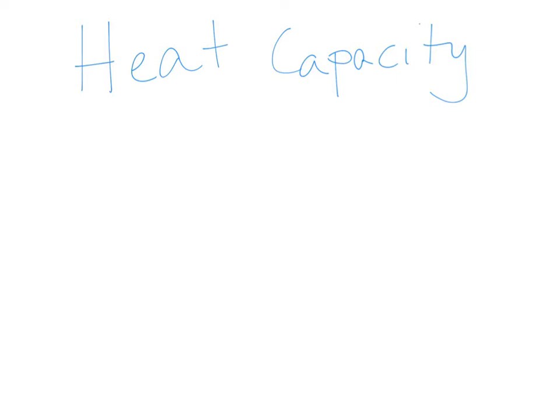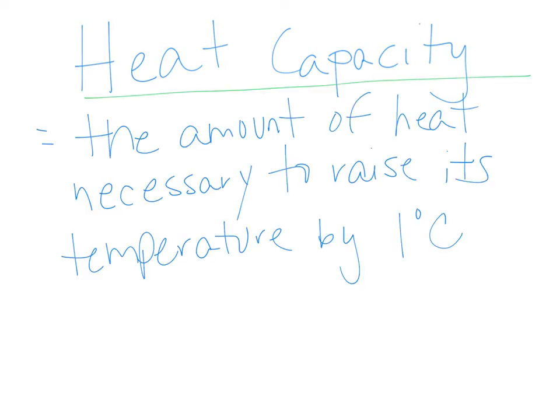You don't have this word written on your paper. I want you to write it down: heat capacity. We mentioned this last year. The heat capacity of a substance is the amount of heat necessary to raise its temperature by 1 degree Celsius. So we're going to write that down. This is the definition of heat capacity. It's the amount of heat necessary to raise the temperature of a substance when it's not changing phase. It's going to stay in whatever phase it's in, solid, liquid, or gas, to raise its temperature by 1 degree Celsius.